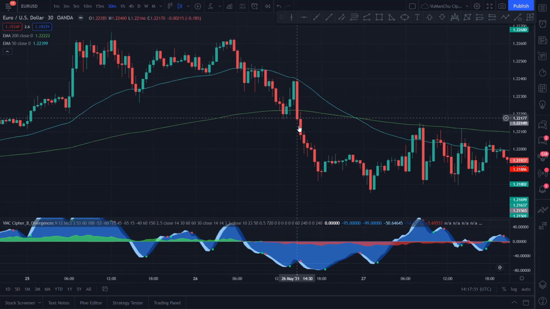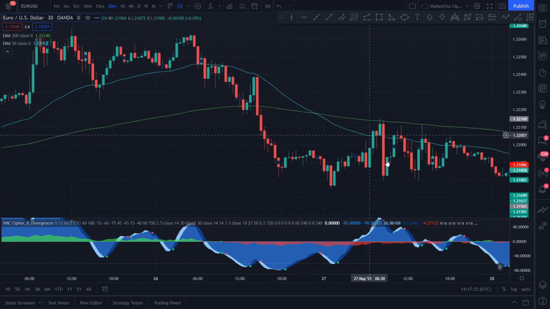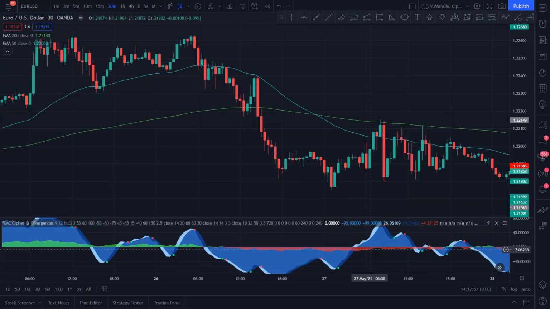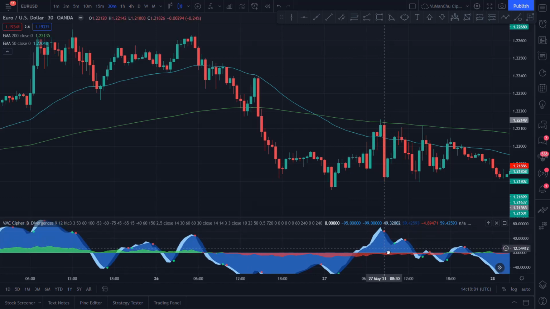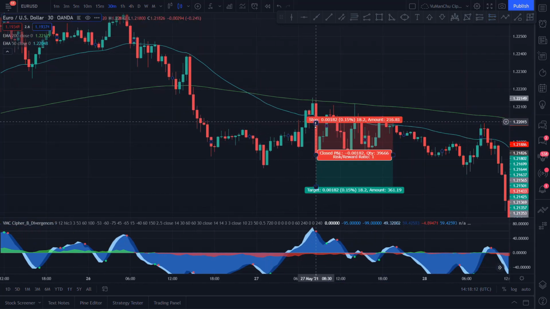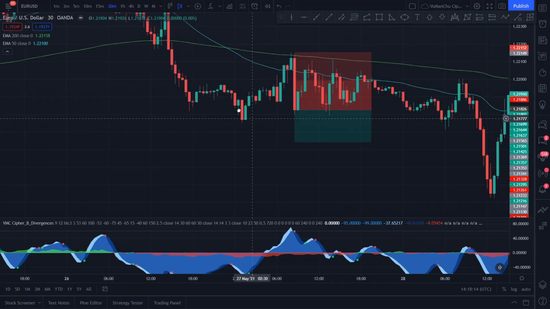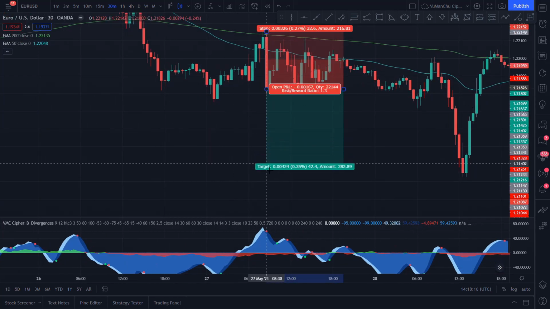Okay, price goes under the 200 EMA. We get the nice pullback. We have the money flow index in the red, and we have a cross down from above the zero line. So this is going to be a valid entry. We are setting the risk to the last pullback, and we are targeting 2 times the risk.